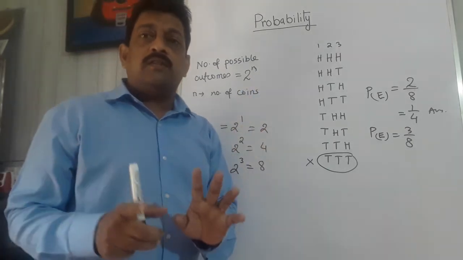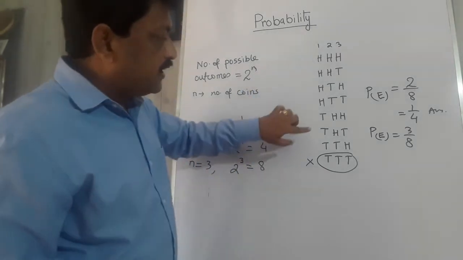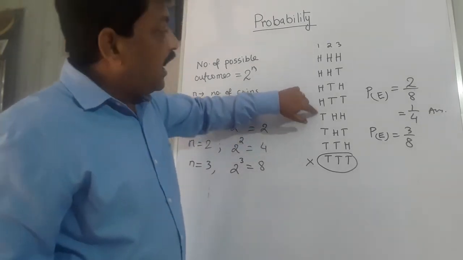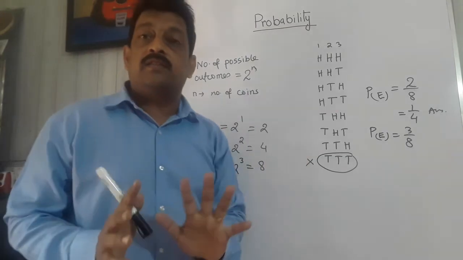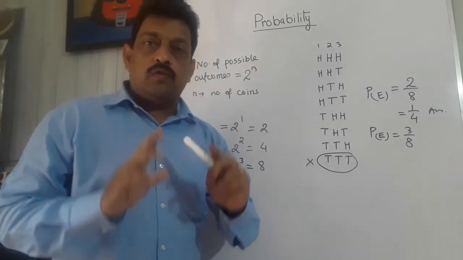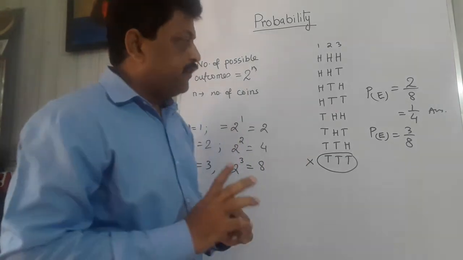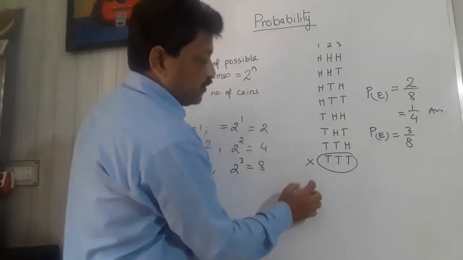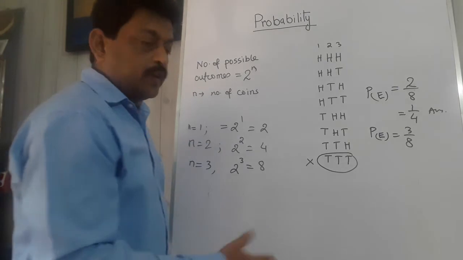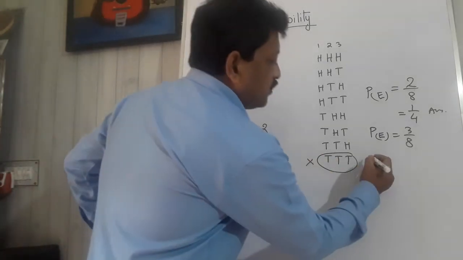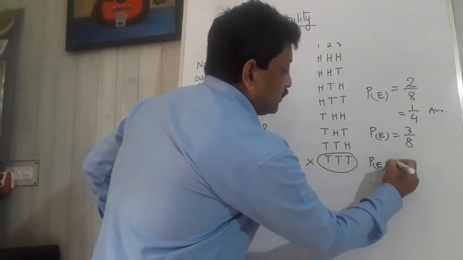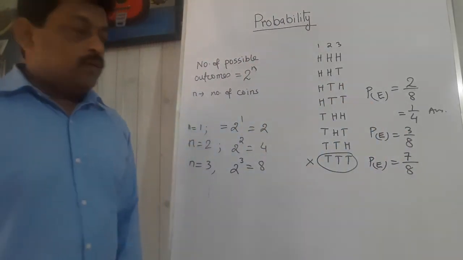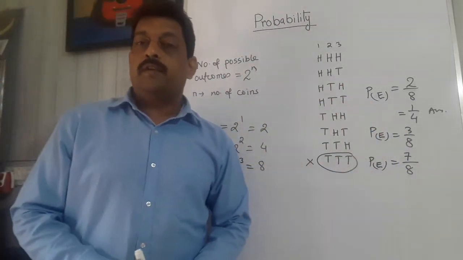The question is asked at least one head. So we can take one head cases, we can take two head cases, and we can take three heads cases also. So at least one head, the total number of favorable outcomes is 7, because we have to exclude this, there is no head. So it has to be excluded. So the favorable outcome is 7 and total outcomes is 8. The answer is 7 upon 8.